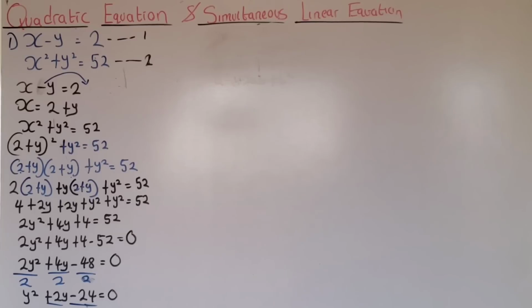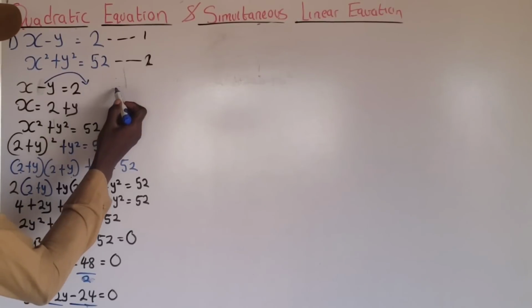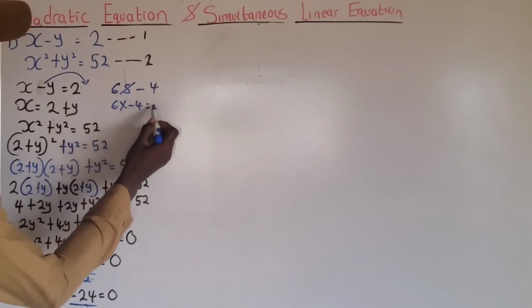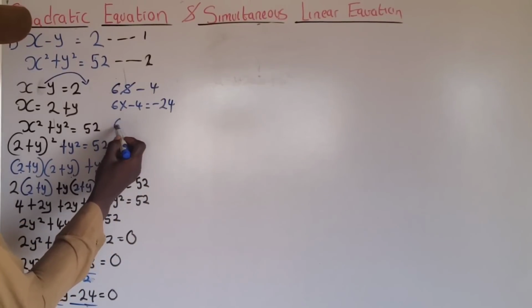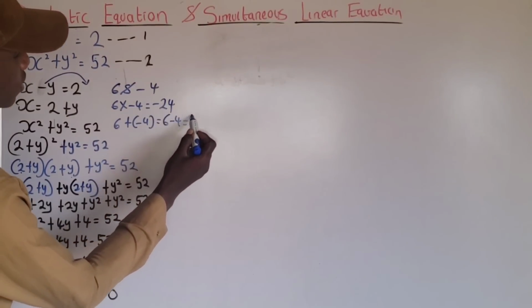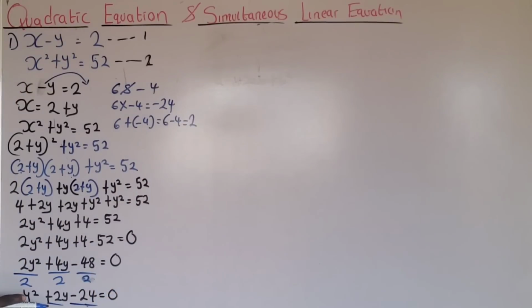Those two numbers are 6 and negative 4. You understand? Let's check. 6 multiplied by negative 4 will give me what? Negative 24. And 6 plus negative 4 will give me 6 minus 4, which is equals to what? 2. You can see that the product of those two numbers gives me negative 24 and the sum gives me plus 2. So the two numbers that I need are 6 and negative 4.